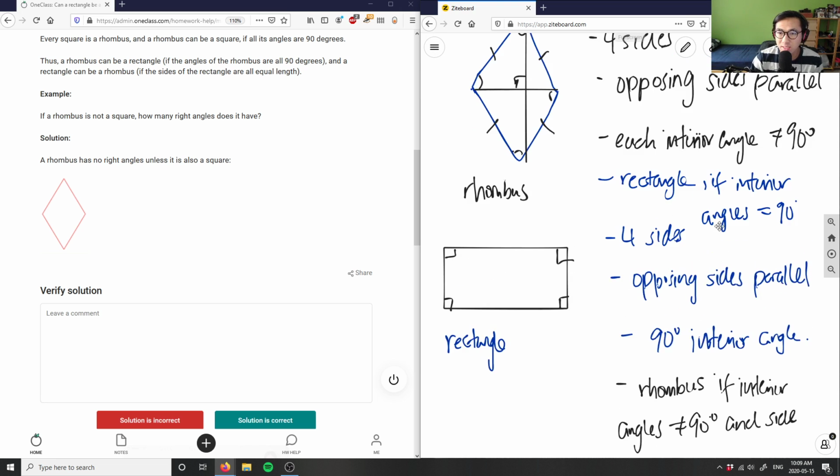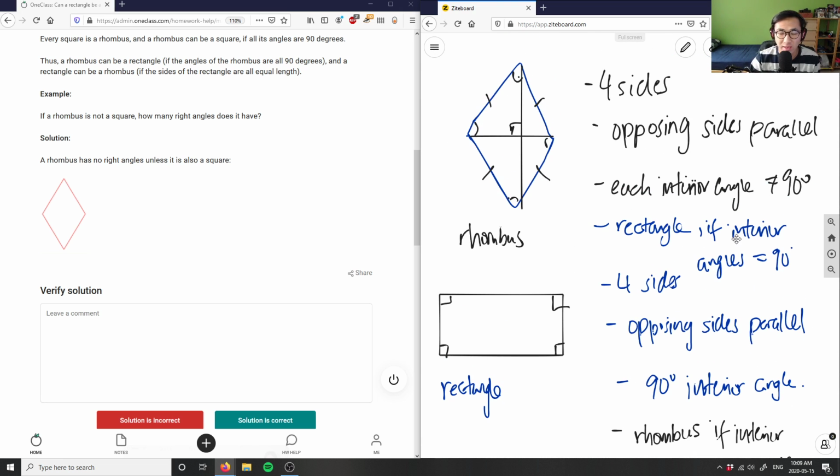A rhombus here can be a rectangle only if the interior angles are equal to 90 degrees. So therefore it will become a rectangle, or actually it becomes a square, because this here is actually a square, sorry. It's a square because all the sides are equal and the interior angles are 90. And it only could be a rectangle if my sides here are not equal to each other.